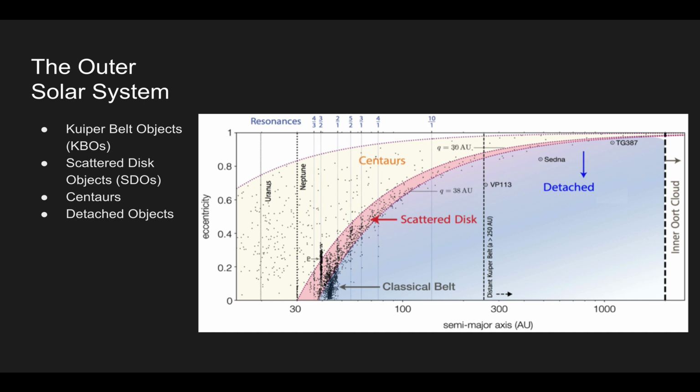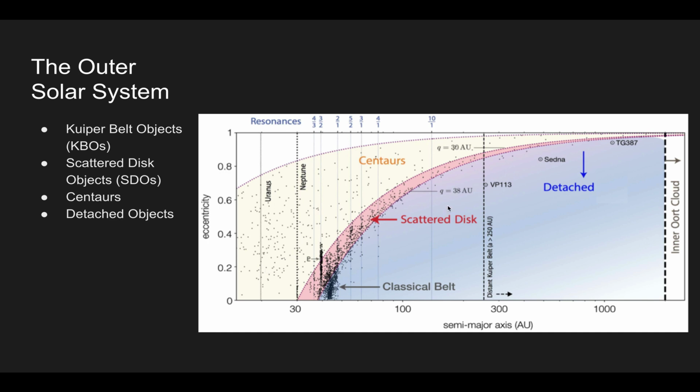We have these scattered disk objects whose pericenter comes into around about that Kuiper Belt region, but they have much higher eccentricities. Then we have centaurs, which have a similar eccentricity distribution to the scattered disk objects, but their pericenters come inside the giant planet region, so they're crossing orbits with Neptune, Uranus, etc.